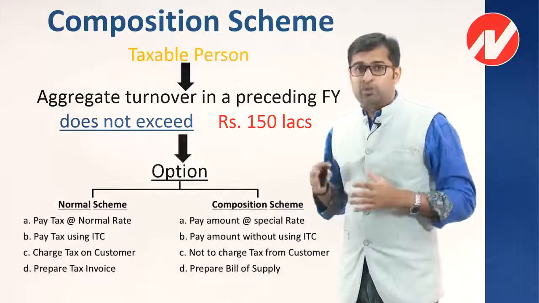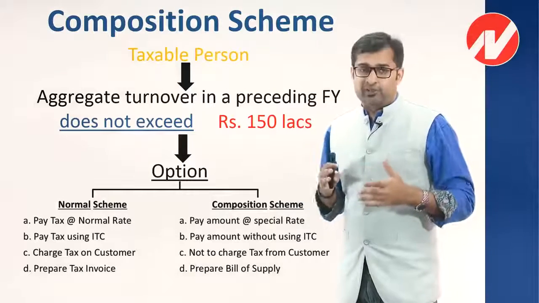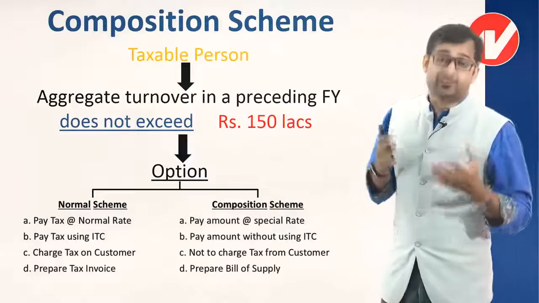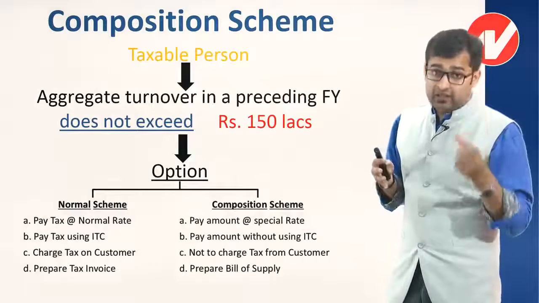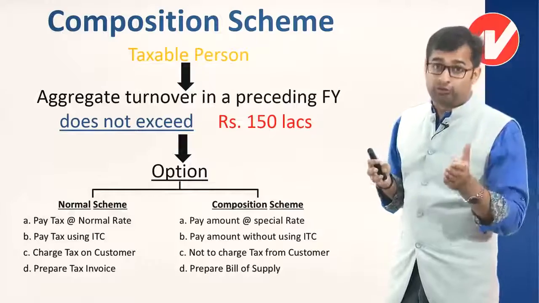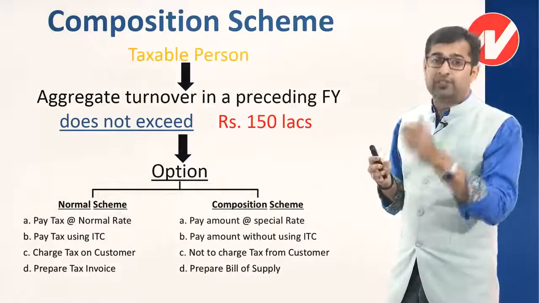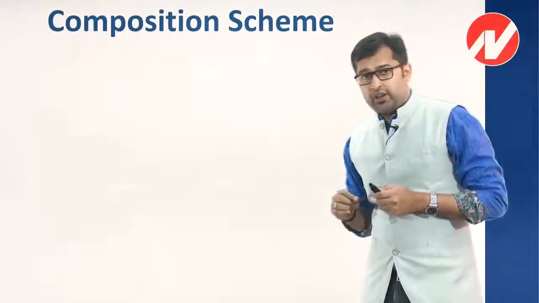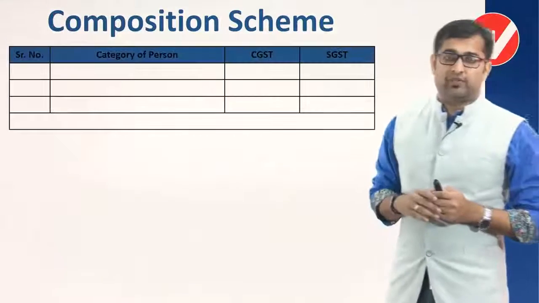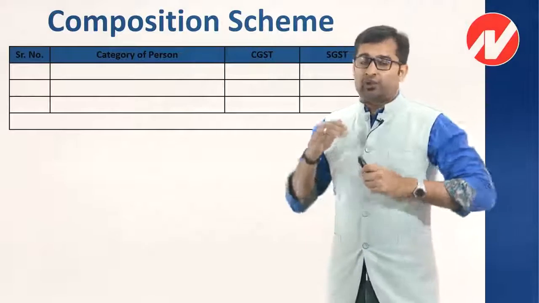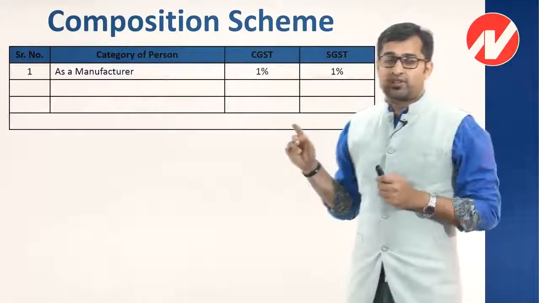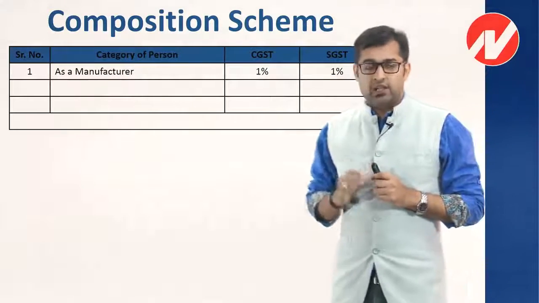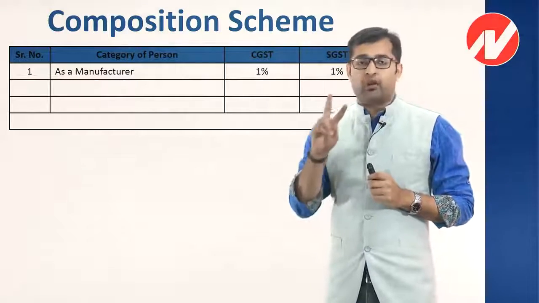Now let us talk about if I go for a composition scheme, I need to pay tax at a special rate. Then what is that special rate? What is the rate which I am actually supposed to follow when I go for composition scheme, friends? Now when we talk about the special rates, these are the options that we need to consider. Precisely for a manufacturer, the rate that has been prescribed is 1% under CGST and 1% under SGST. So he is supposed to pay in all 2%.